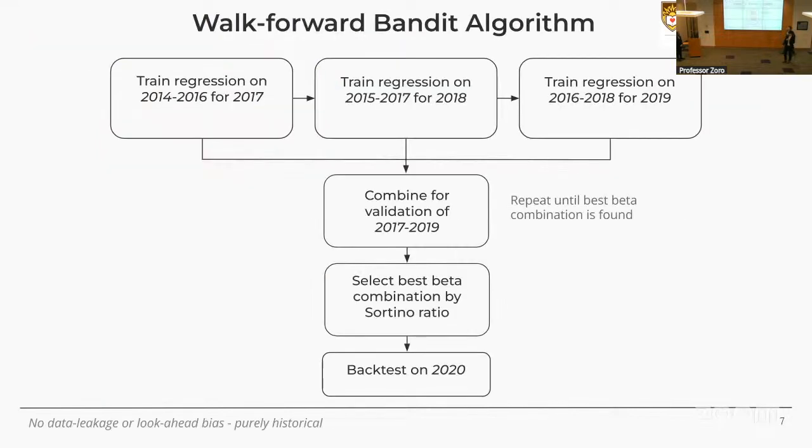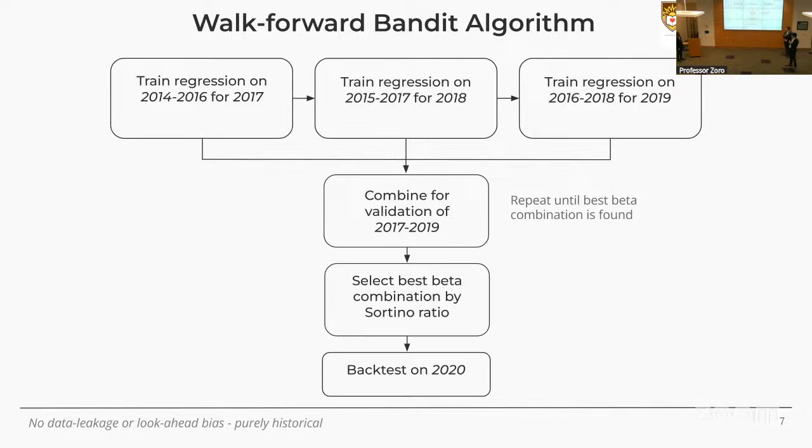Yeah, so Nate talked about the overall idea of how our bandit algorithm works, but if we want to get a bit more specific, what do our actual periods look like? So you go all the way back to 2014 for our standard period, and you're going to train regression from 2014 to 2016 for the validation period of 2017. Then for 2018, you're going to train regression on 2015 to 2017. Then for 2019, you're going to train on 2016 to 2018. You're going to combine these 3 points to get your validation period of 2017 to 2019.